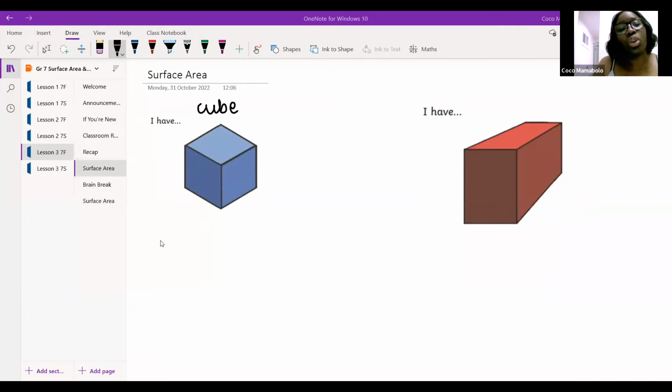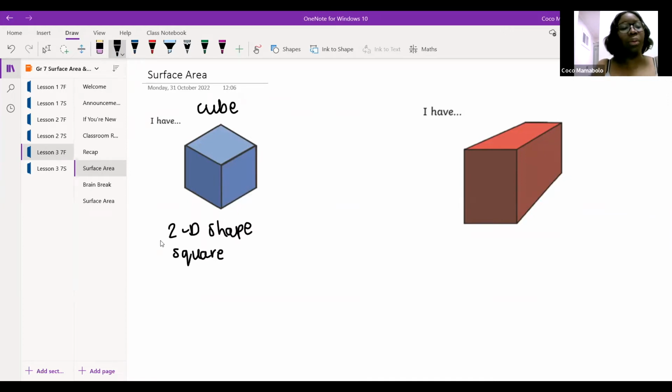Now, if I wanted to unpack this shape, it is going to be made up of a specific 2D shape. What is the 2D shape that makes up a cube? We're only going to look at one face. What kind of shape makes up a face of my cube? Good, it's a square, right?